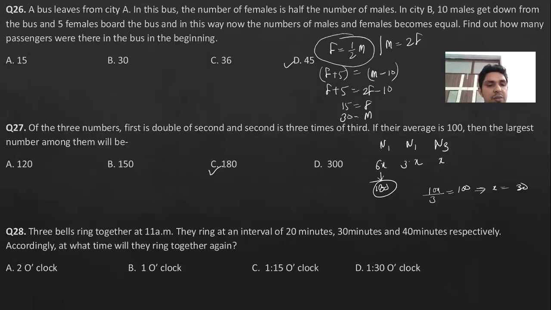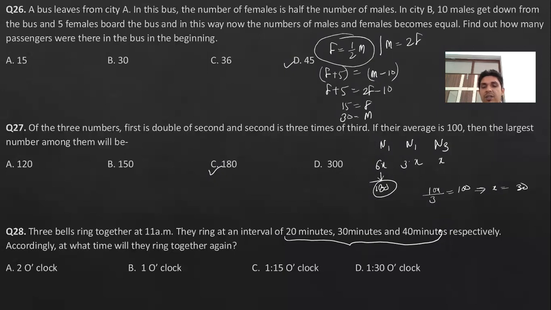Okay, question number 28 is saying that three bells ring together at 11 a.m. They ring at an interval of 20 minutes, 30 minutes, and 40 minutes respectively. Accordingly, at what time will they ring together again? So students, this is a question of LCM and HCF. Three bells ring after an interval of 20, 30, and 40 minutes. So for finding after how many minutes all three bells will ring together, we need just the LCM of 20, 30, and 40.